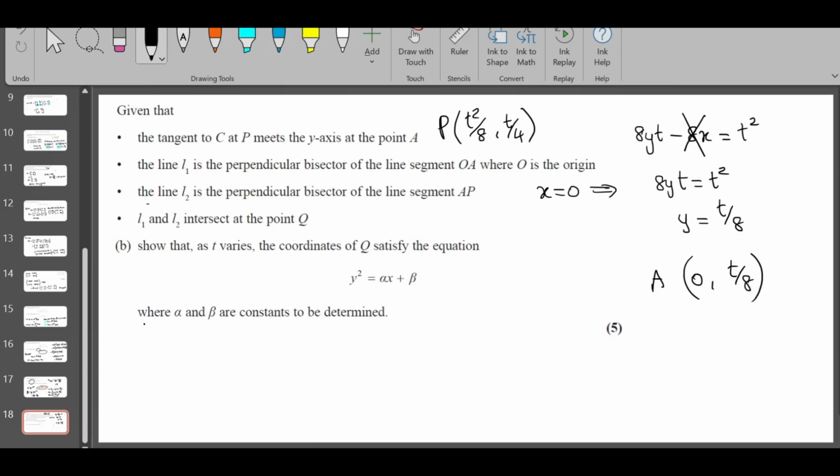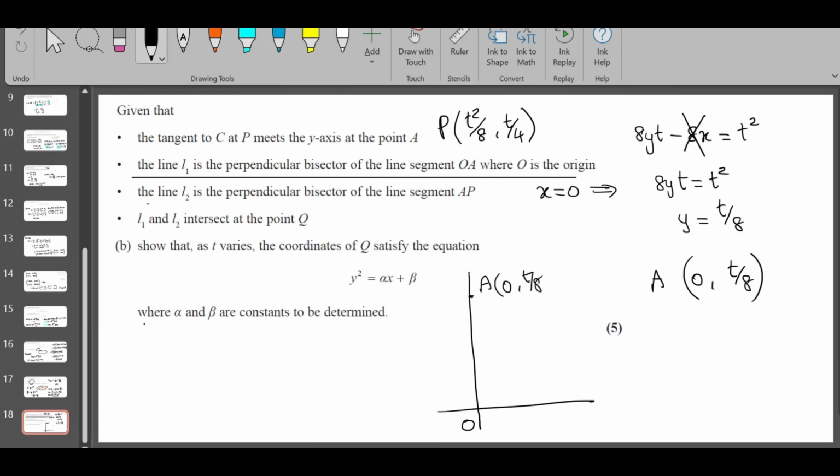Okay, let's talk about L1 now. L1 is a perpendicular bisector of OA. Let's say O is here, A is here, 0, comma t over 8. Perpendicular bisector means a line that is perpendicular to the line OA and passes through the midpoint. So the midpoint is, you can find it using origin and A: x1 plus x2 by 2, y1 plus y2 by 2. It's going to be 0, comma t over 16. So definitely this equation, because it's parallel to the x-axis, y is equal to t over 16, right?